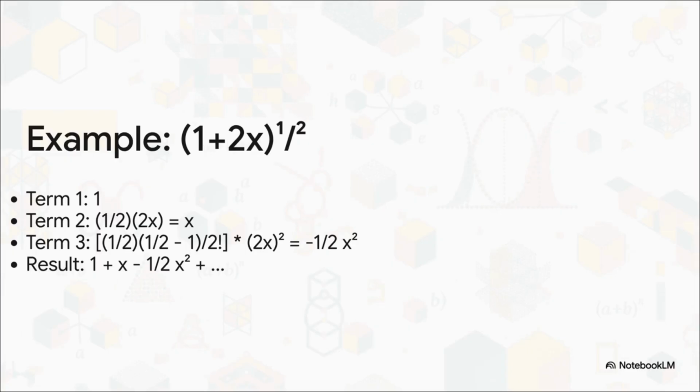Then for term 3, we plug into that next piece of the formula. The coefficient part gets a little messy, but it simplifies down to negative 1/8. We multiply that by our 2x term squared, which is 4x squared. So negative 1/8 times 4x squared gives us negative 1/2 x squared. Put it all together, and our approximation begins 1 plus x minus 1/2 x squared, and so on.